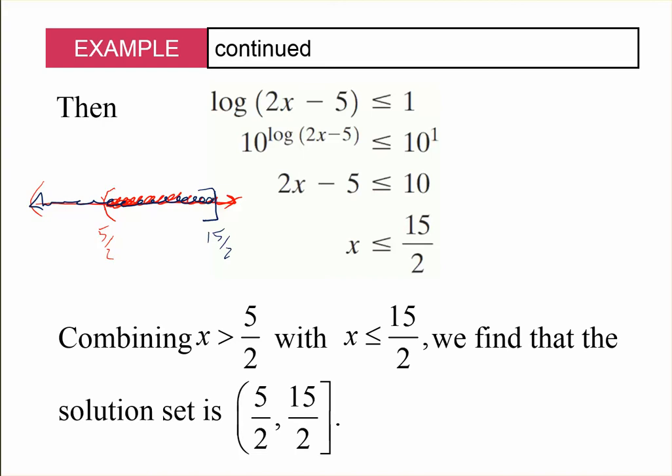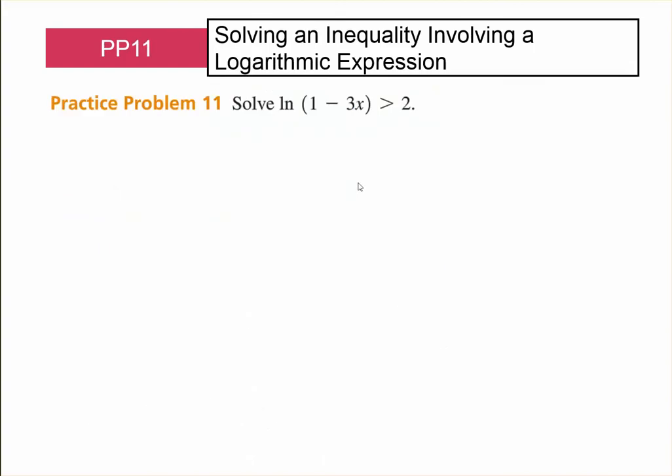Okay, we good there? So one final problem here. Let's try our hand at this. ln is now the log. 1 minus 3x is what is inside the log, and we've got to figure out when this guy is greater than 2.